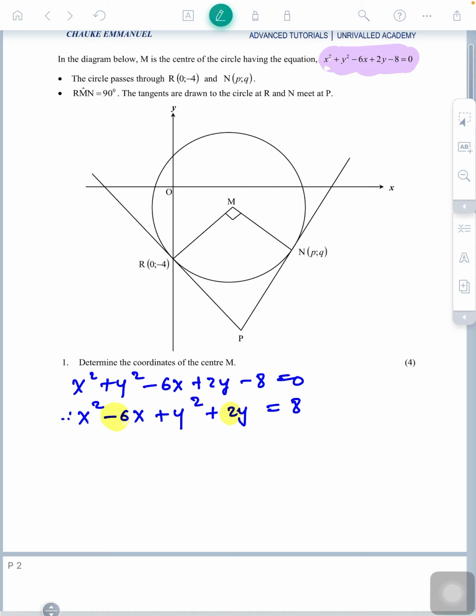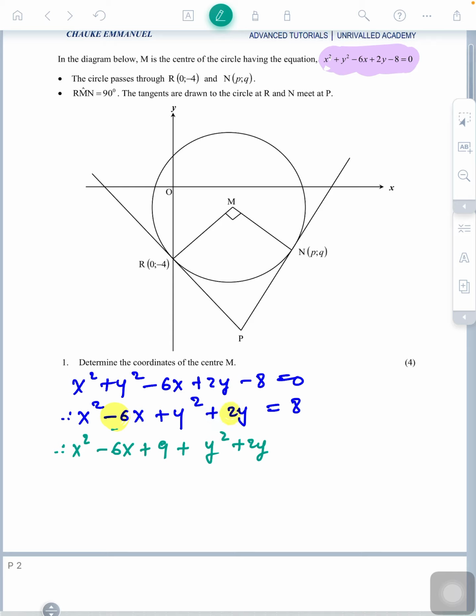So now I'm going to have x squared minus 6x. I have to add the square of half of that coefficient of x, which is going to be 9, plus y squared plus 2y. Now I have to take half of that coefficient of y, which is 2.